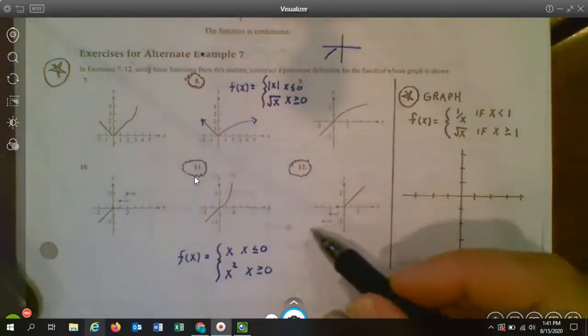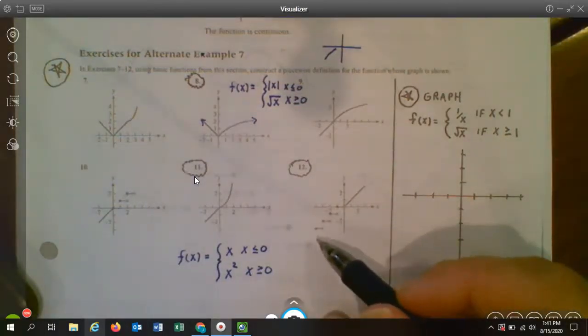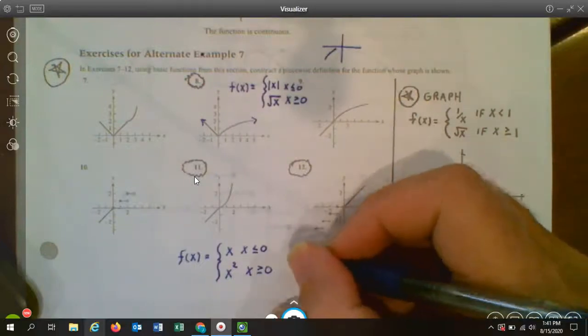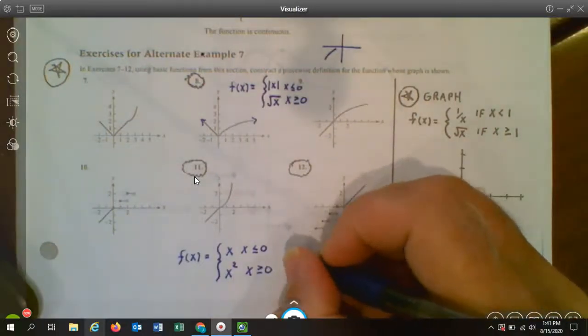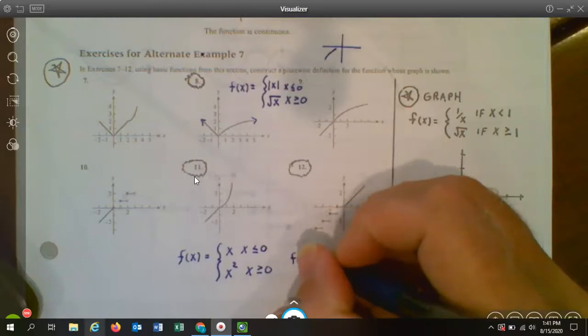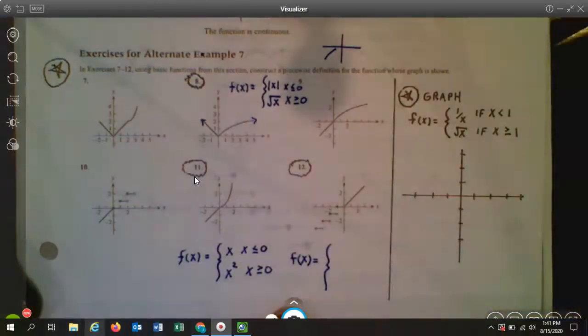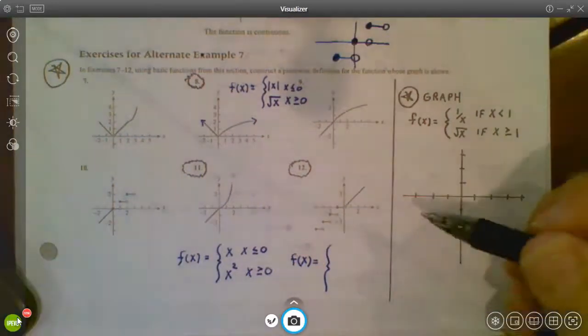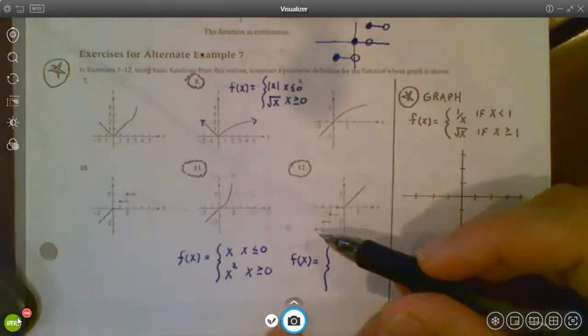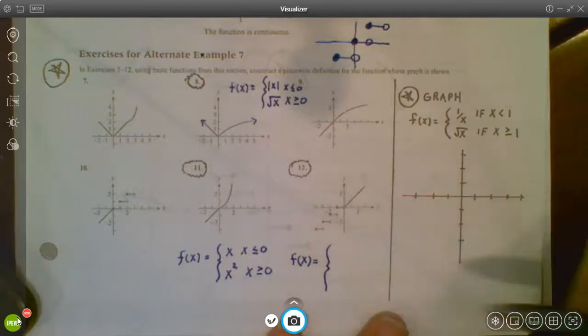Here's that greatest integer function that we talked about earlier. Let me just set this up here. So on this guy, we have our greatest integer function all the way up to 0.